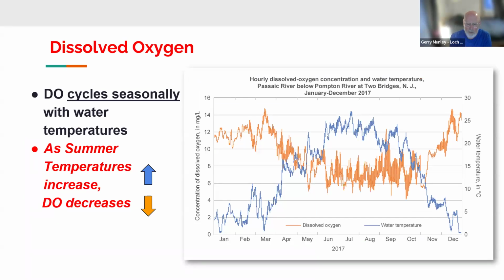There are also significant seasonal variations with dissolved oxygen. This particular graph shows the water temperature in blue. But in the brown or mustard color, we're getting a significant drop during the warmer months of June, July, and August, and then it starts to go back up again. So as summer temperatures increase, the dissolved oxygen decreases, and that definitely affects aquatic life. Next.